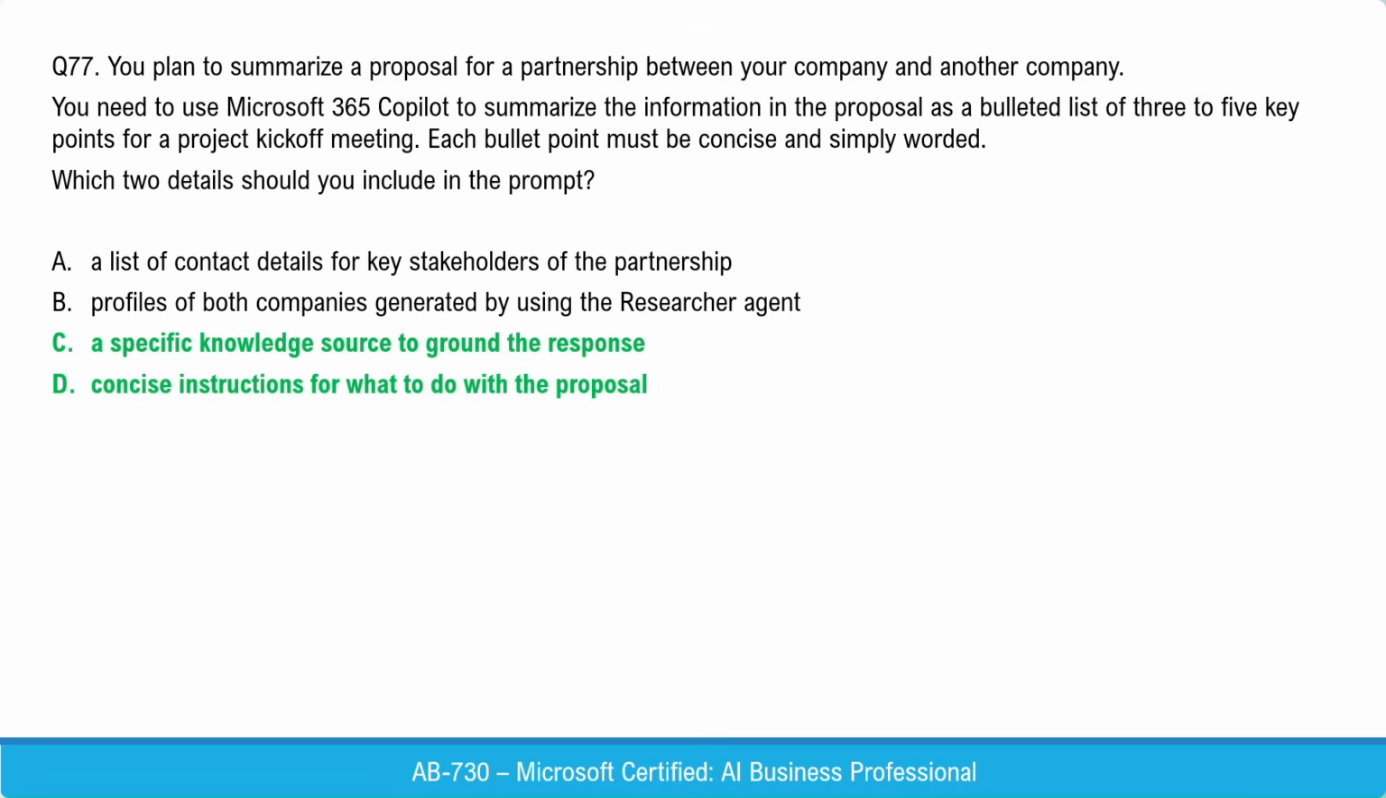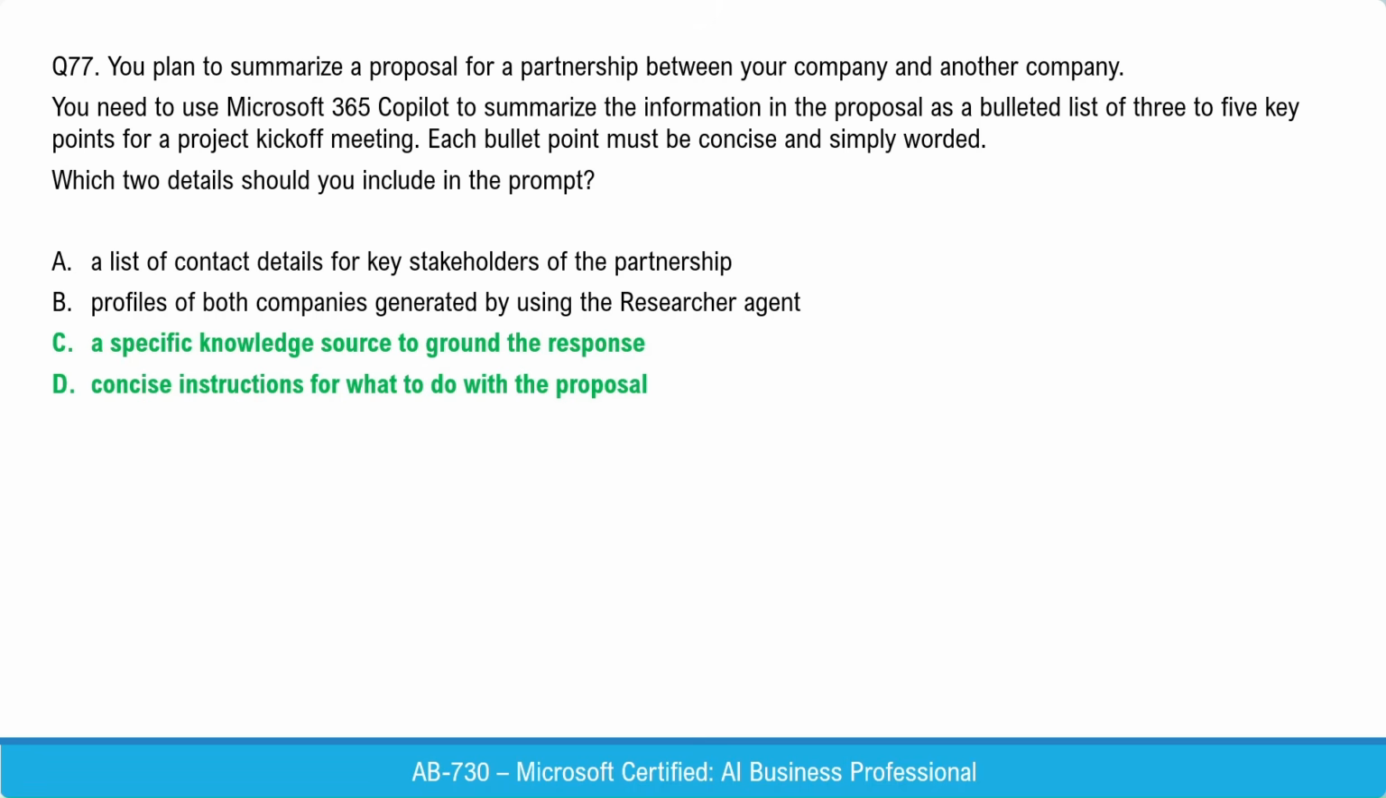Let's understand why. In this question, you are using Copilot to summarize the proposal into a concise bulleted list for a project kickoff meeting. Now, when writing an effective prompt, two things are critical: grounding and clear instructions. Option C talks about providing a specific knowledge source. This is important because it ensures Copilot is working from the correct proposal content. It reduces errors and keeps the summary accurate.